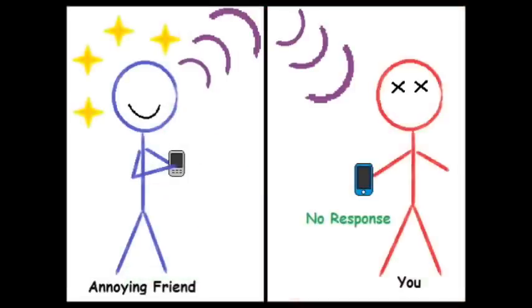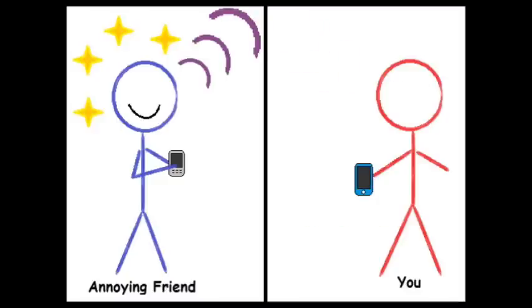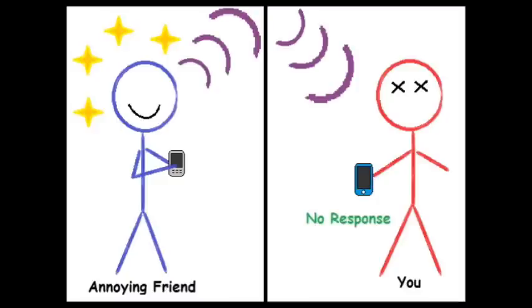But what happens if you continuously get messages on your phone from a particularly annoying friend? Your friend decides to text you every 30 seconds, annoying you until you stop responding to his messages.